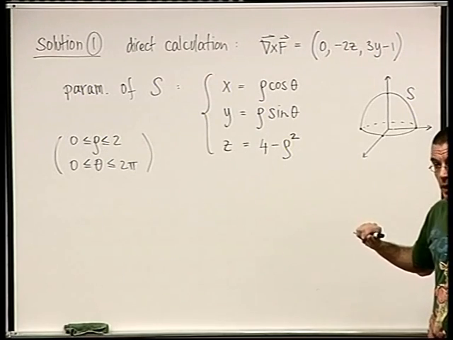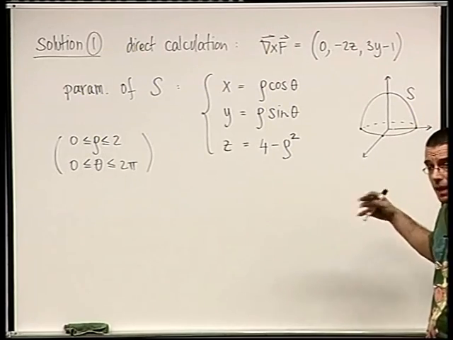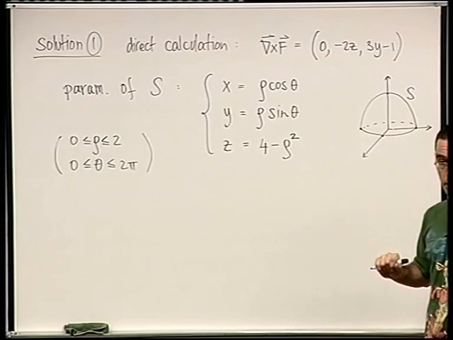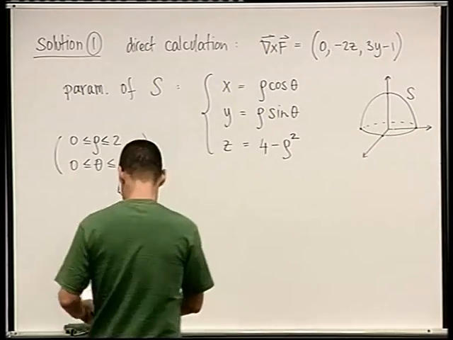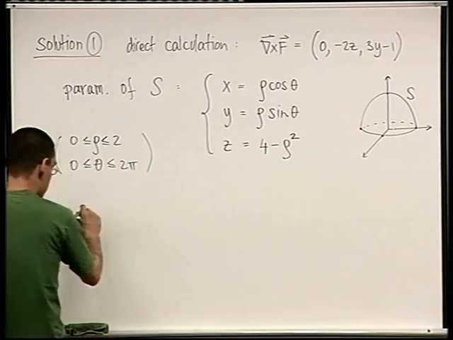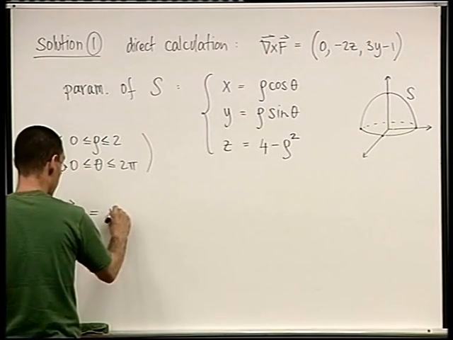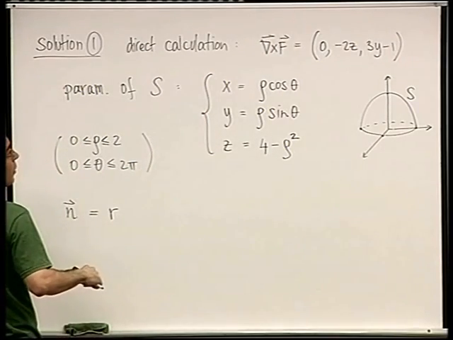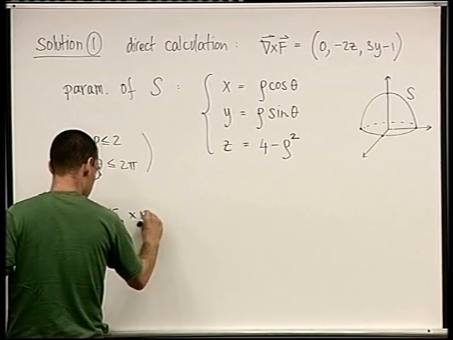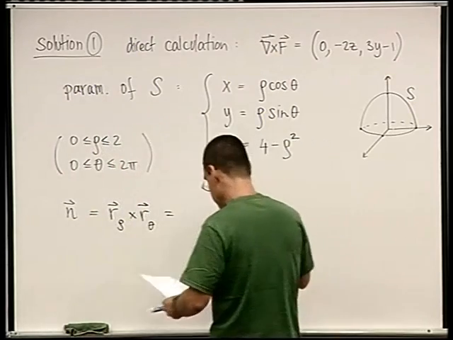Clear? If you need a broader discussion, and many times this is a hard step to take, then we can discuss it later. So this is a parametrization of the surface S. What we need in order to calculate the surface integral is the normal. So what is the normal? I'm reminding you, this is r of theta and rho. The normal is r rho cross r theta. That's how we find the normal to a parametrization.